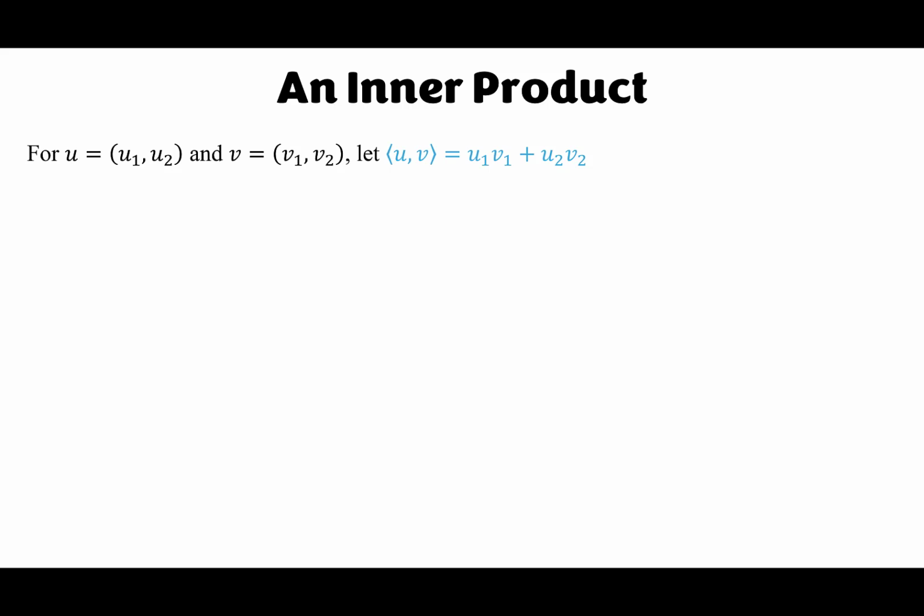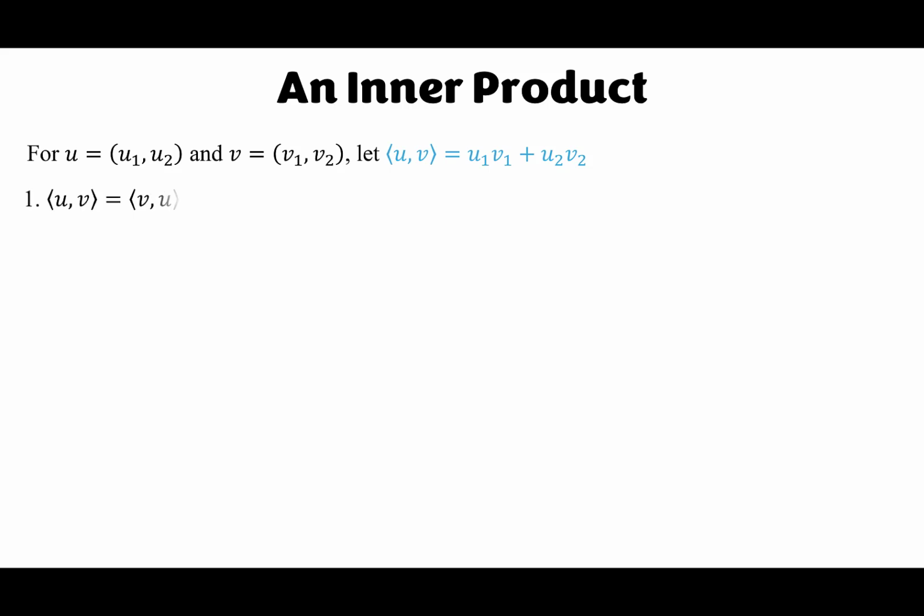We'll show that it satisfies all 4 of those properties. And so we're showing that this particular assignment of a number to the pair of vectors u and v is a particular instance of an inner product. And later we'll look at other particular inner products that are not a dot product.